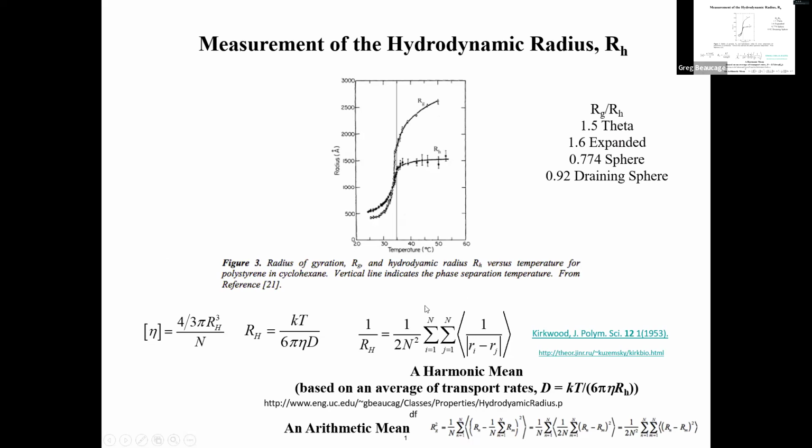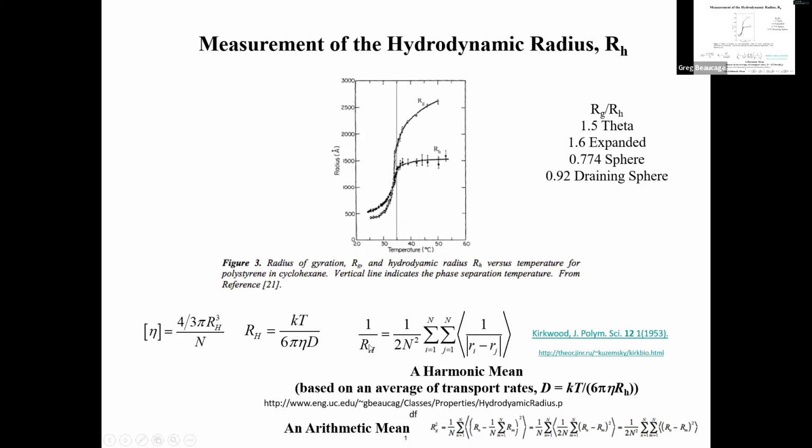And then again, Bruno Zimm was a guy from Brooklyn Polytech in the 1950s or something, and Kirkwood was a guy at Yale in the 1960s. Right? So anyway, RH and RG are completely different. RG is like an arithmetic average of the square, and RH is a harmonic average of this linear term of just the positions. Right? So they have different values depending on what the thing is.